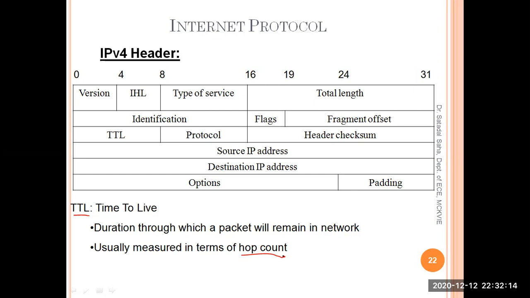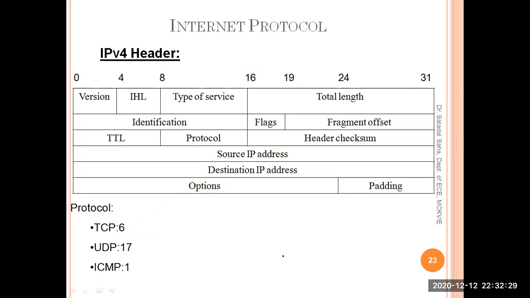If the router gets this TTL value 0, then it will be discarded by the router automatically. It will not be delivered further. So this will help avoid unnecessary travel of the packet within the network. Next is the protocol value to which the packet is to be delivered. For TCP it is 6, UDP it is 17, ICMP it is 1.